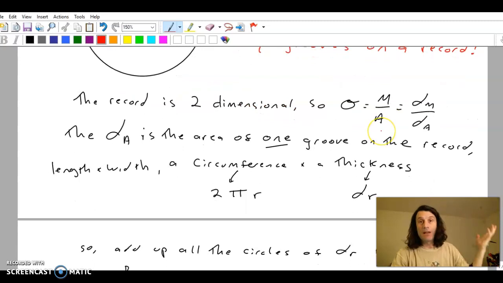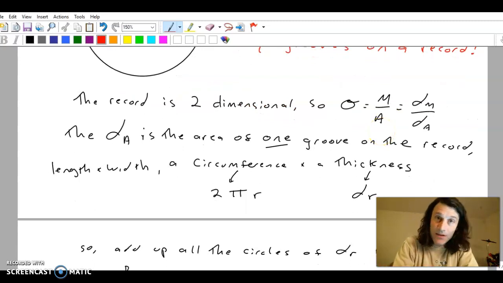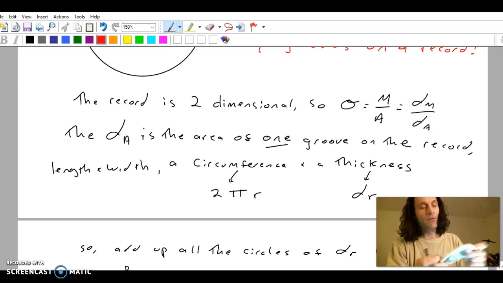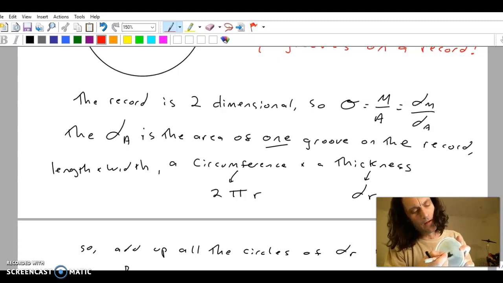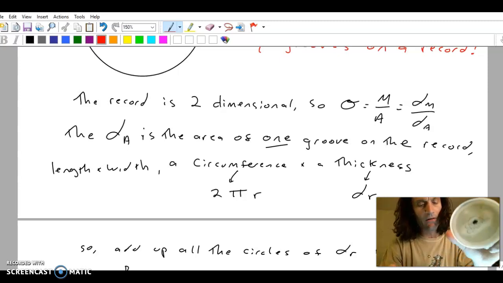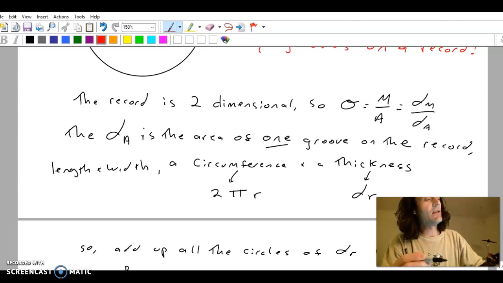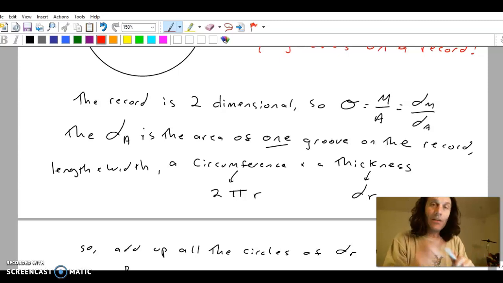Sigma is a mass divided by an area, so it's the same thing as a differential mass divided by a differential area. Now that area is going to be the area of one of those grooves on the record. So the area of one of those circles. So what was the area of that particular black ring I just made right there? The area of it is the length times its thickness, the length times the width.